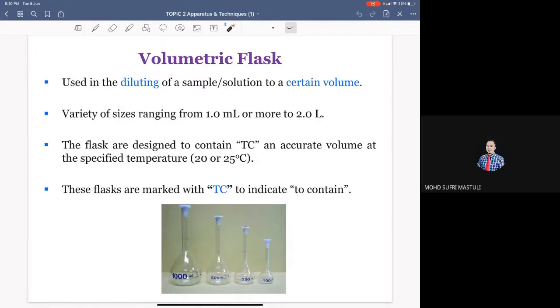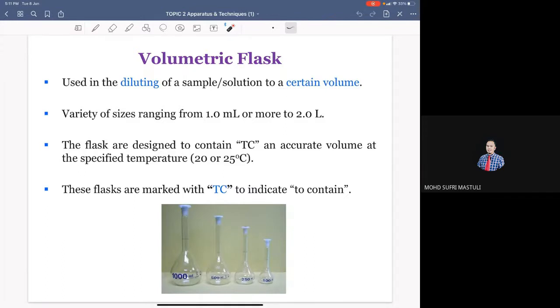Okay, so far we have done the pipette and burette. Now we do the volumetric flask. If you still remember, the volumetric flask label is TC, to contain. It is used to measure the volume of solution. Normally, a volumetric flask is used in diluting a sample to a certain volume.